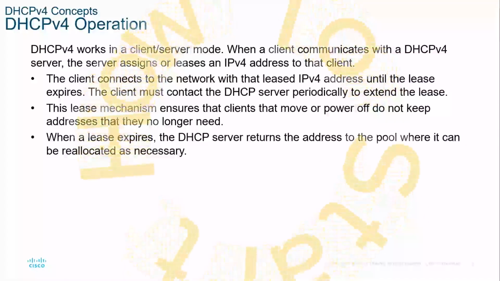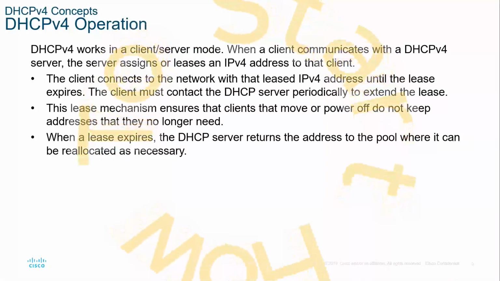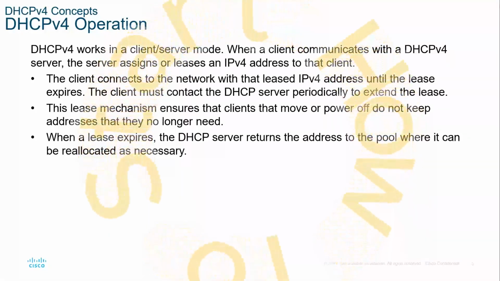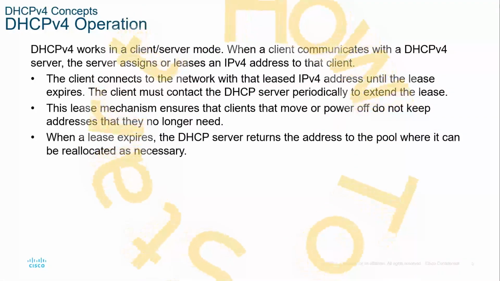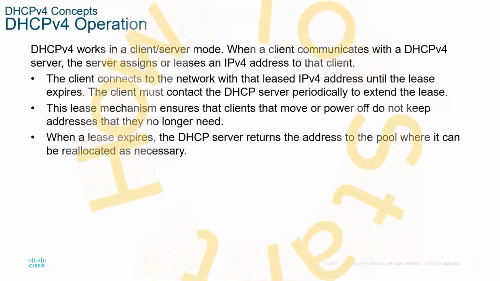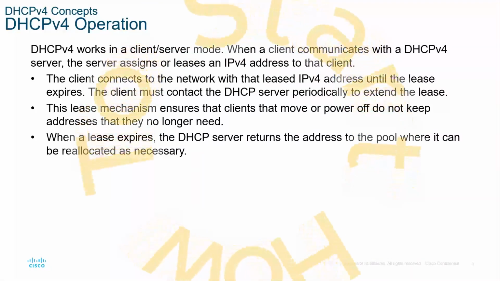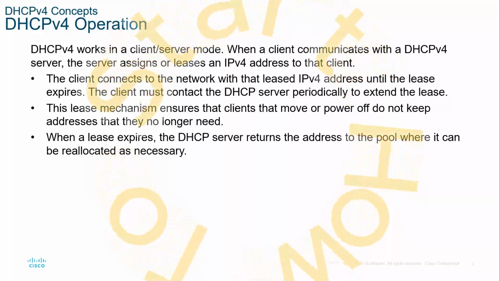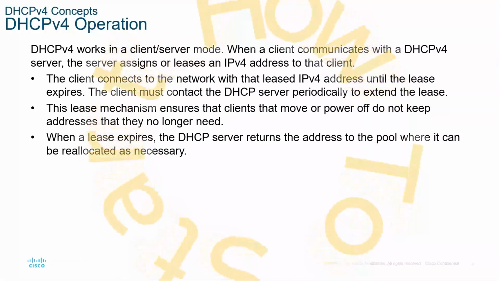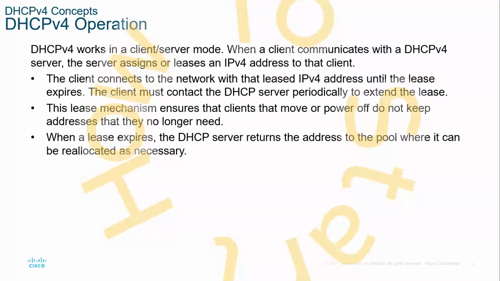So let's talk about how DHCP operates. It works in a client-server mode. When a client communicates with a DHCP server, the server will assign or lease an address to the client. The client connects to the network with that leased address until the lease expires. When the lease expires, if the client doesn't request a renewal, the DHCP server will return the address to the pool of addresses that are able to be reallocated.